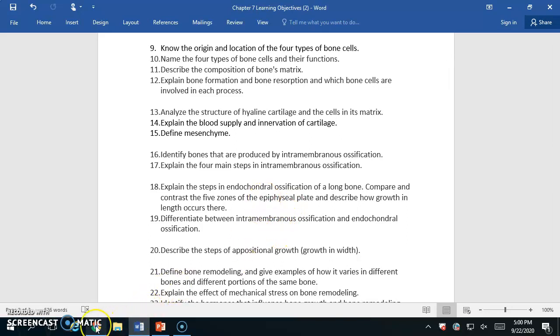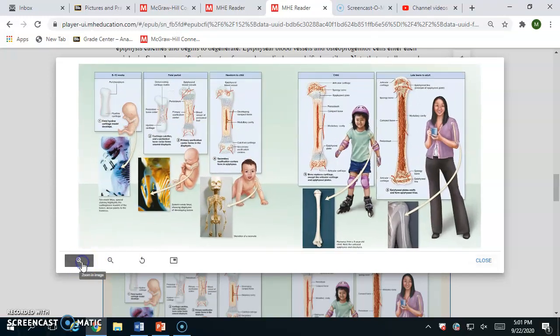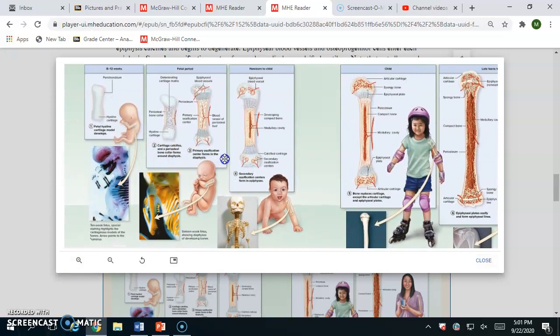All right, so I'm going to go back to our textbook. And so this is the image that shows the little progression of endochondral ossification. And it definitely happens in our long bones. That's how our long bones are going to form, by this endochondral ossification. But realize a lot of other bones do as well. So I'm going to enlarge this just a little bit so we kind of zoom in here.